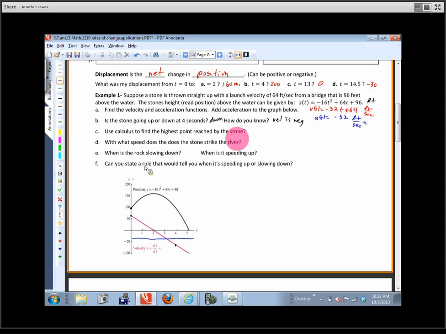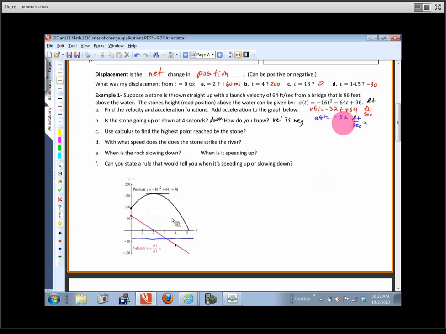Use calculus to find the highest point reached by the stone. Well, we can see where the highest point is, and we could probably guess the time at which it reaches its highest point. But let's think about what happens. When you throw something up in the air, it goes up, slows down, and then it changes direction. Like we talked about a second ago, when it changes direction, what happens to its velocity? It's 0. So the slope of that position curve would be 0, or the velocity would be 0.